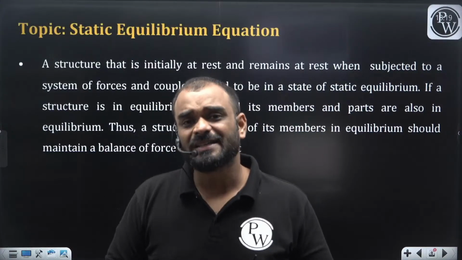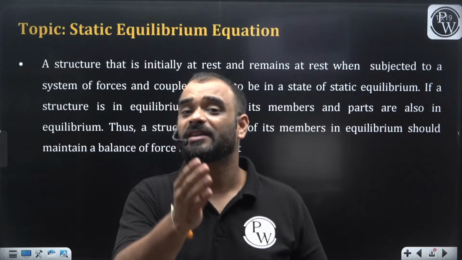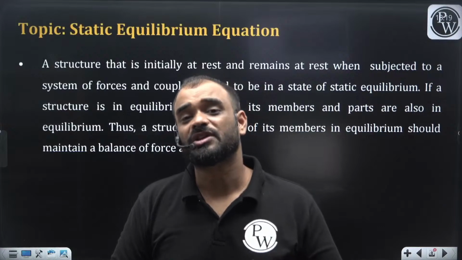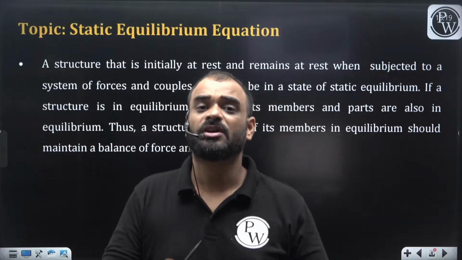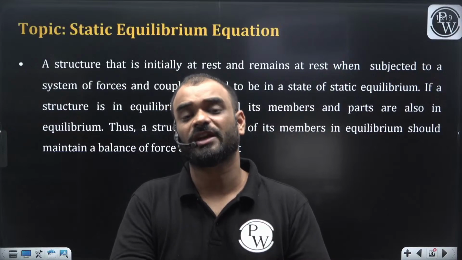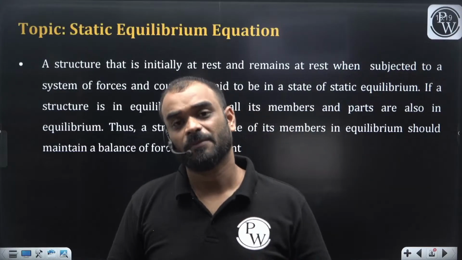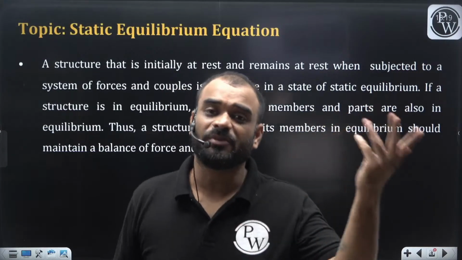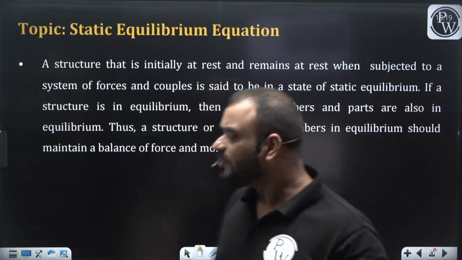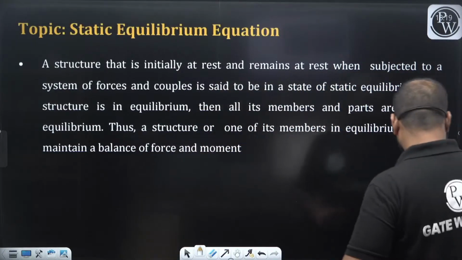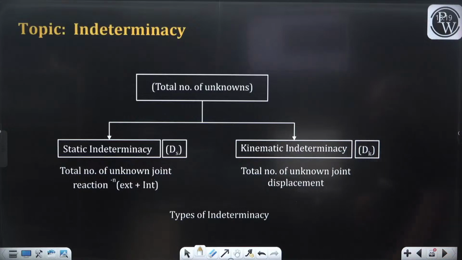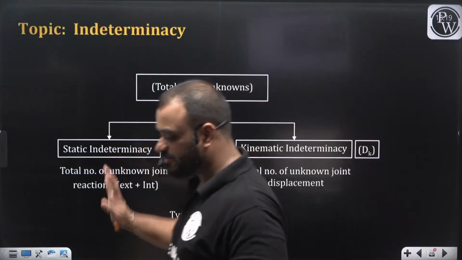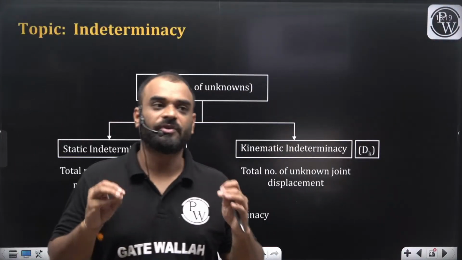And that is the reason you apply the method of section to find the shear force and bending moment, or in case of a truss, you find the axial forces in the members by using the static equilibrium equation again. Okay, sir. So guys, now let us understand what we mean by indeterminacy, what the various types of indeterminacy are, and how we can find them.